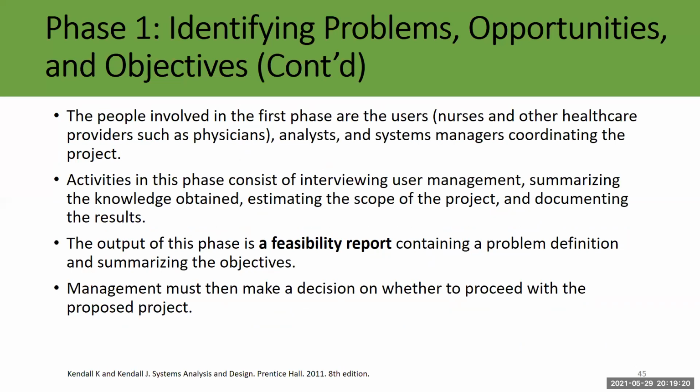You can see the people who are involved in this phase, and activities which is performed in this phase include some interviewing with different users, different stakeholders, and summarizing the knowledge which is obtained, analyzing that needs, and in the end, estimating the scope of the project and documenting the results. So the output of this phase is that feasibility report that I mentioned earlier in my presentation, which contains a problem definition.